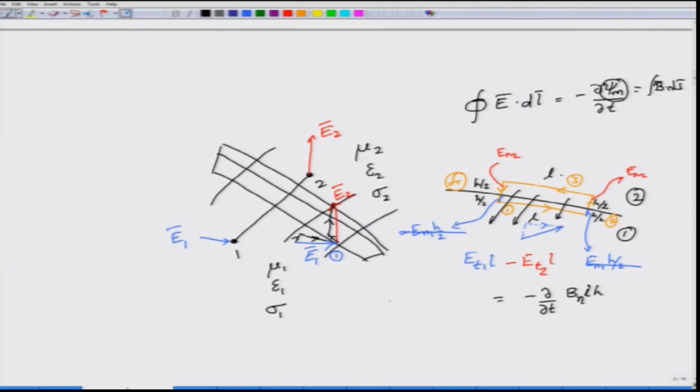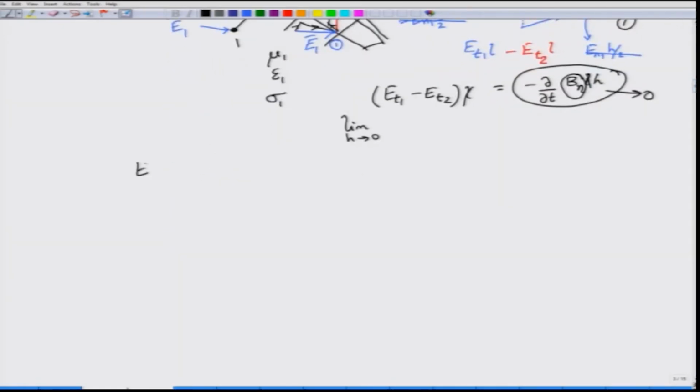Now, you look at the left hand side and the right hand side. So, you have ET1 minus ET2 into L equal to this one, and L cancels on both sides. Now, what we do is we reduce the height of this loop, we take the limit of h going to 0, and because Bn has to be finite, it is a field quantity, this entire right hand side goes to 0, and what you end up with is ET1 equal to ET2 across any two regions.